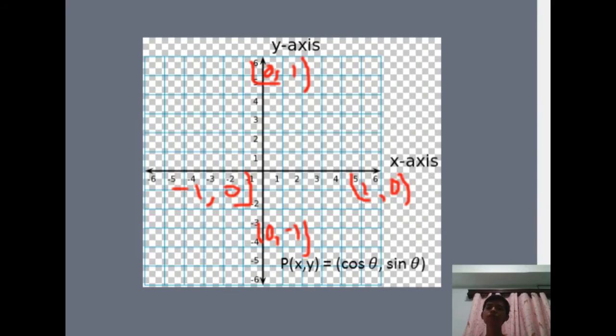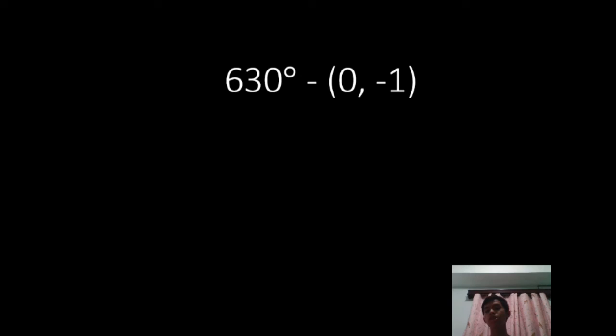So let's now try to determine the 6 trigonometric functions of a given quadrantal angle. Let's solve for 630 degrees. 630 degrees is coterminal with 270 degrees, which lies on the negative y-axis. As stated earlier, the negative y-axis has a point of (0, -1). So for 630 degrees, the point is (0, -1).